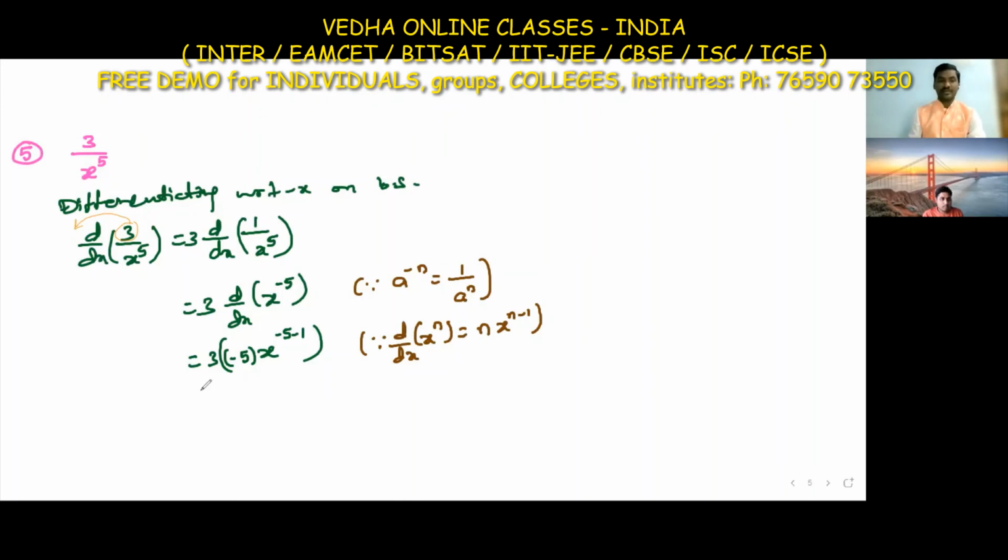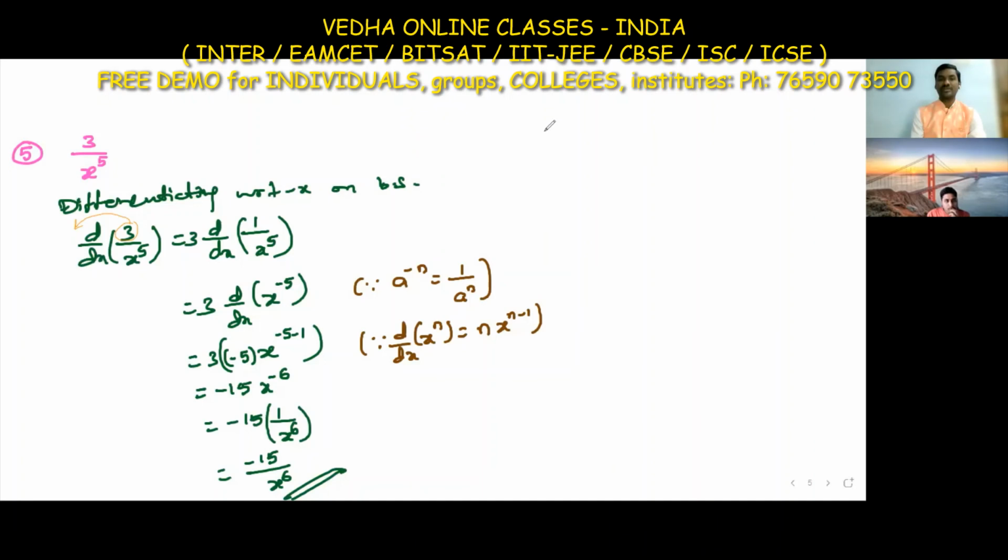So this is equal to 3 5s are 15, minus 15 into x to the power minus 5 minus 1 is minus 6. If I am applying the a to the power minus n formula again, take it to the denominator, so we get positive. So minus 15 into 1 divided by x power plus 6. The final answer is minus 15 divided by x to the power 6. This is the final answer.